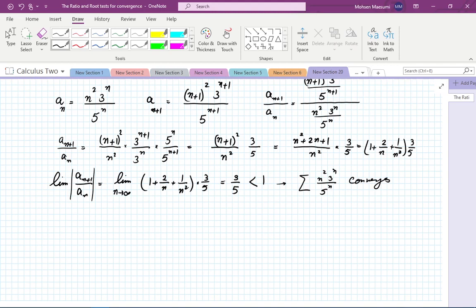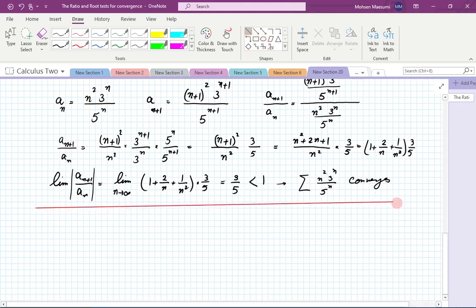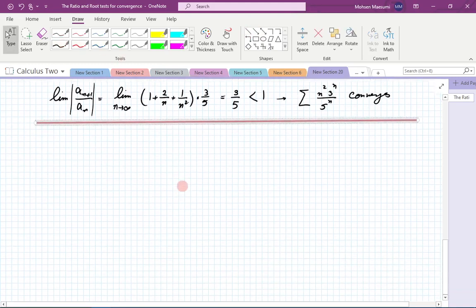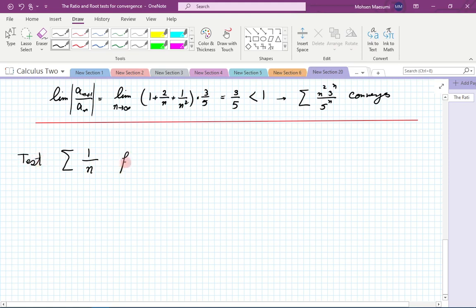Okay, so we have seen a couple of cases where the series is going to converge because we had a ratio that was less than 1. Let's try another one. Suppose I take the series just 1 over n. Test the series sum of 1 over n for convergence using the ratio test.